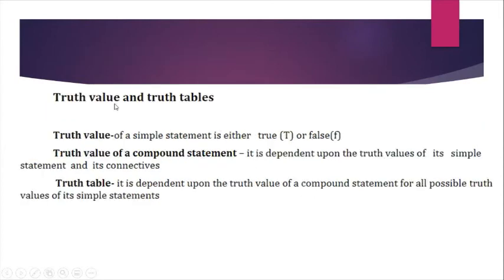So we have the so-called truth value and truth tables. If we say truth value, this is the way you identify the statement, kung true ba siya or false. So that is the truth value of the statement. And then the truth value of a compound statement naman, it is dependent upon the truth values of its simple statements and its connectives. So for the truth value of compound statements, we need to do some operations to identify the truth value of this compound statement. So later on, I will teach you how.